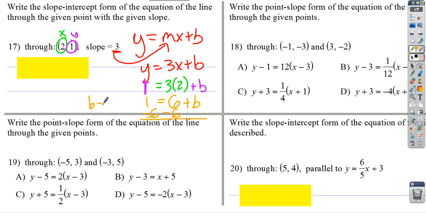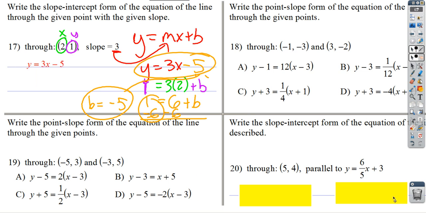That means b is equal to 1 minus 6, which is equal to negative 5. So all I need to do is put that in right there, where it said 3x plus b. I'm going to put 3x minus 5, and that should be our answer, and it is.